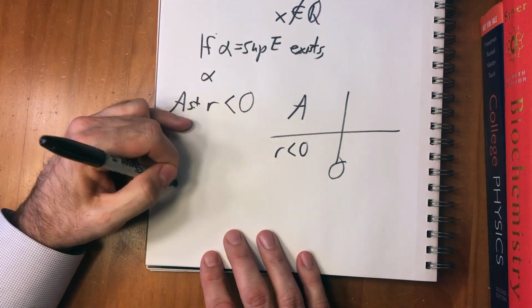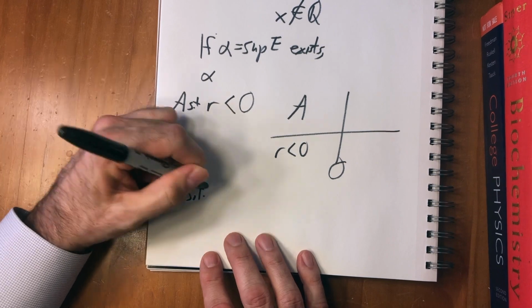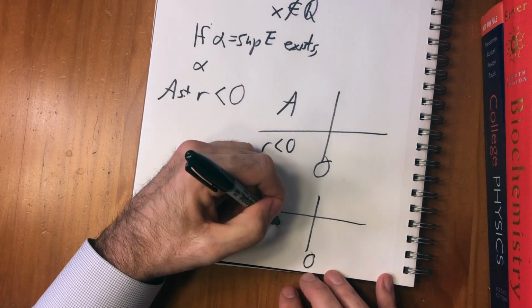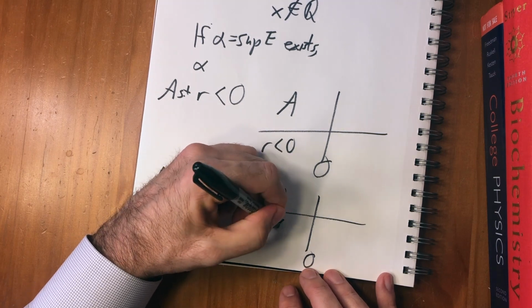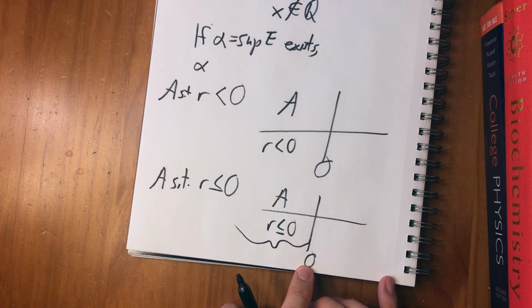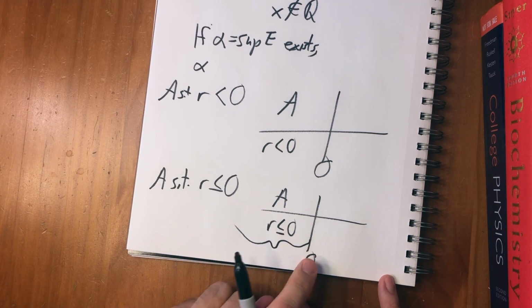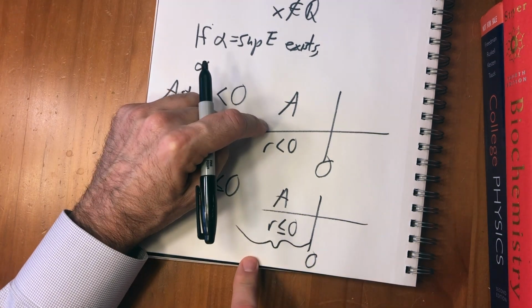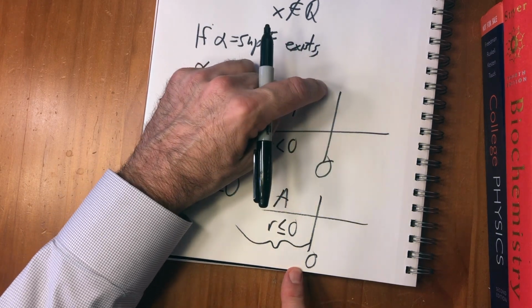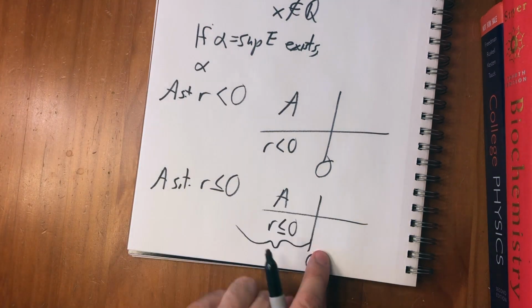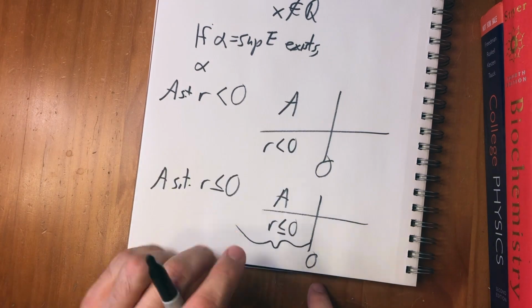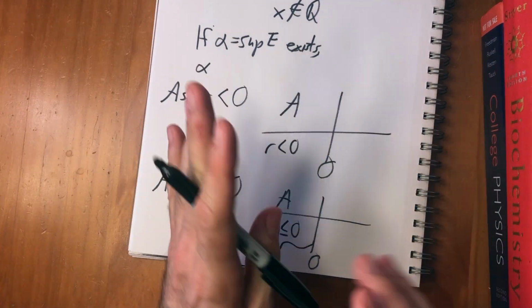But if we defined it instead as A such that R is less than or equal to 0, here's 0, then here 0 is now in A, but A has the same supremum. The two of them have the same supremum, because here there's nothing bigger than 0. 0 is the smallest upper bound. Here 0 is the smallest upper bound, but in this case 0 is in the set A. Here 0 is not in the set A. That doesn't matter. They have the same supremum.